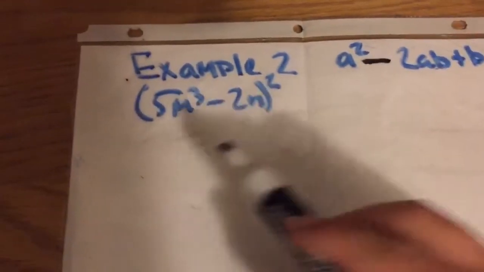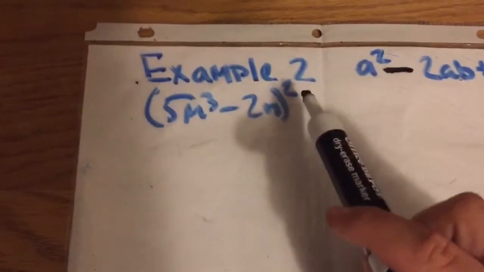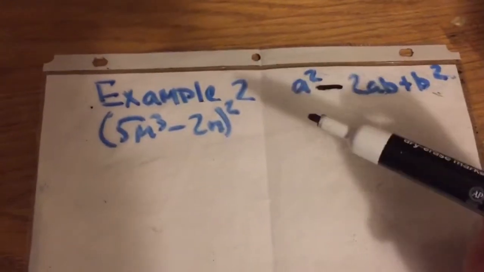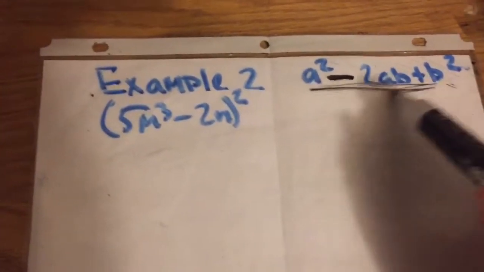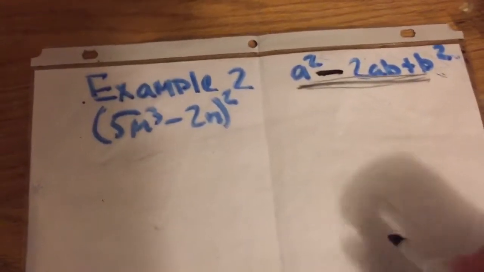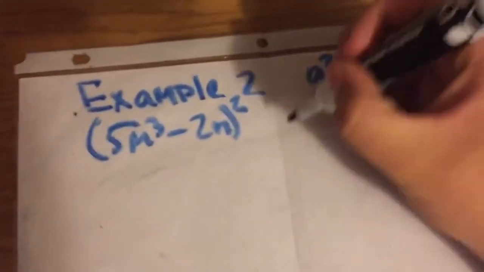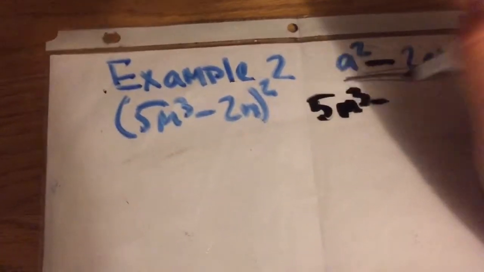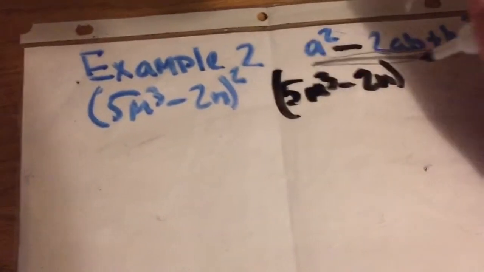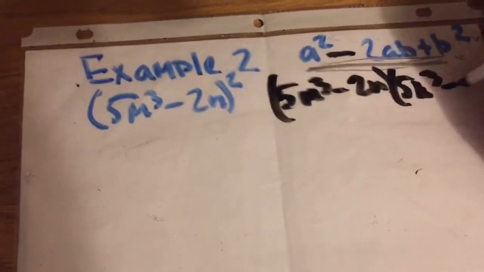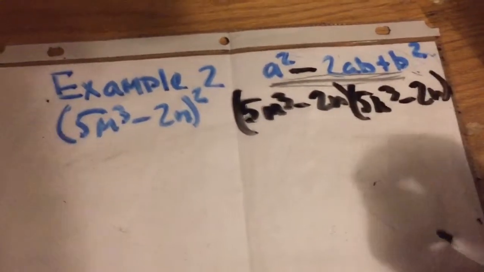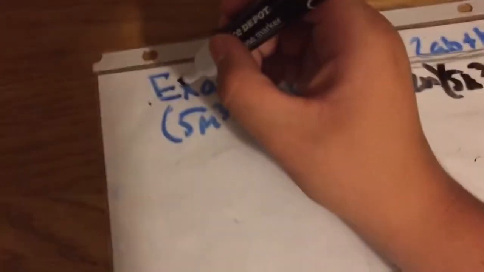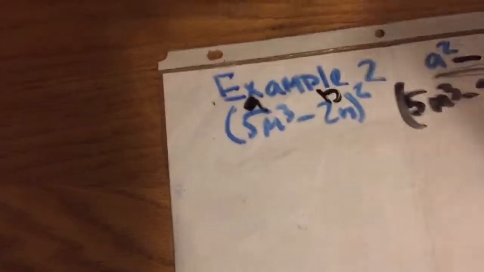Okay, so in example 2, we have (5m cubed minus 2n) squared. So instead, you have a negative instead of an addition. So you're going to use this expression instead of the previous one I showed you. Just like the last one, this is the same thing as (5m cubed minus 2n) times (5m cubed minus 2n). Again, it's the same thing, so don't panic. You have to determine which one is the a and which one is the b. This is the a because it's the first term. This is the b because it's the second term. And just plug it in like normal again.